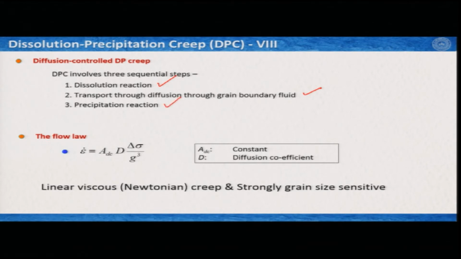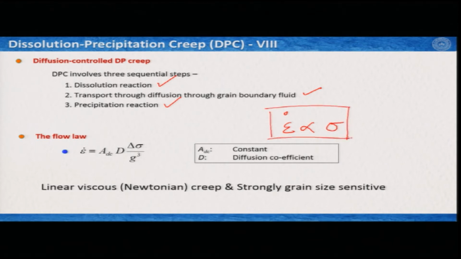The flow law is given in this form: strain rate is equal to a constant A_DC multiplied by the diffusion coefficient D and the differential stress sigma, and this part is very important. G is the grain size, or the length of the grain, which is cubed. Now, this tells you very clearly, the first thing we need to observe is the relation between strain rate and stress. If we see this equation, strain rate is proportional to stress.